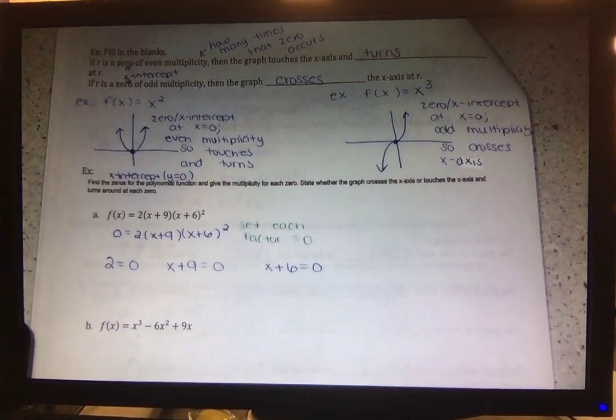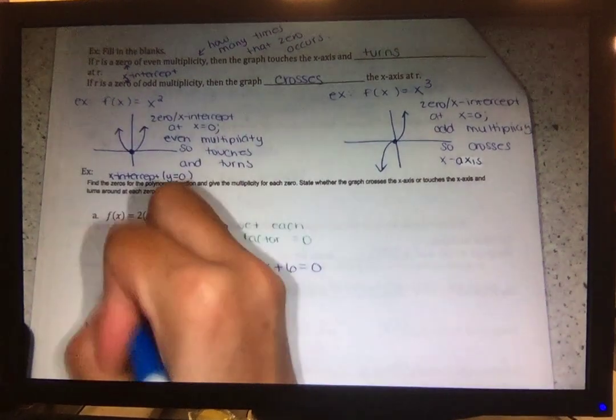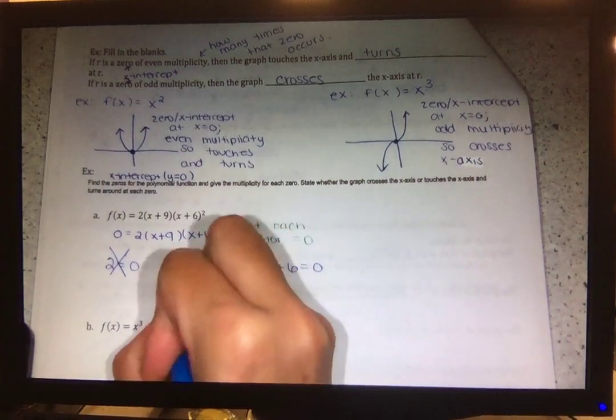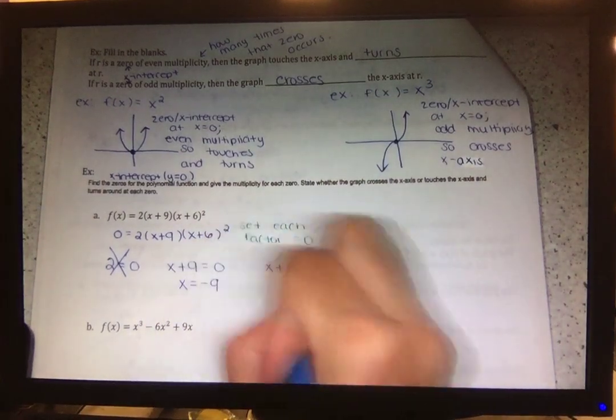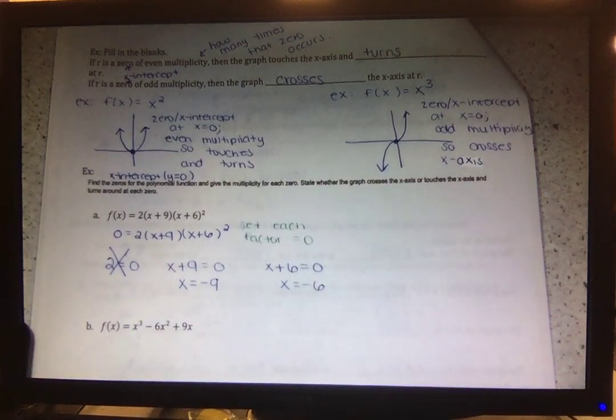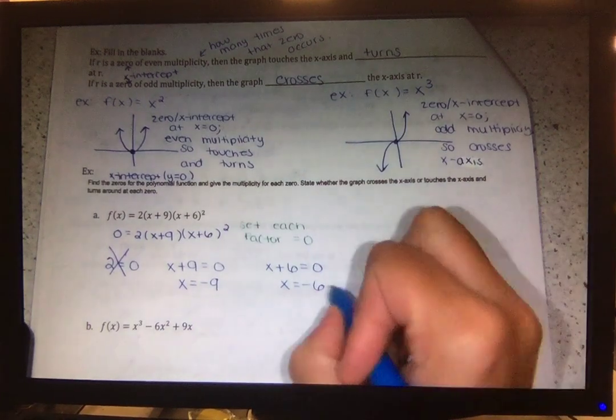2 equals 0. Does that tell me anything about x? Does that even make sense? No, so I don't even care. X plus 9 equals 0 will give me x equals -9. And x equals -6 for x plus 6 equals 0. So those are my two zeros. Pausing for a second. We good? All right, so we found the zeros.